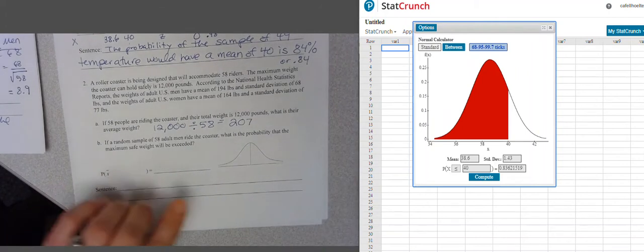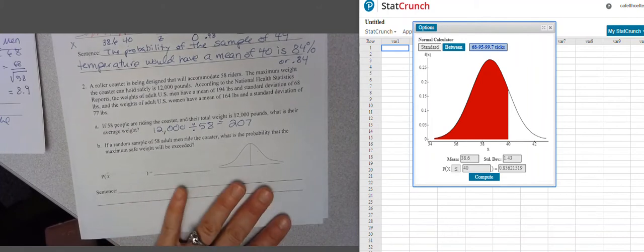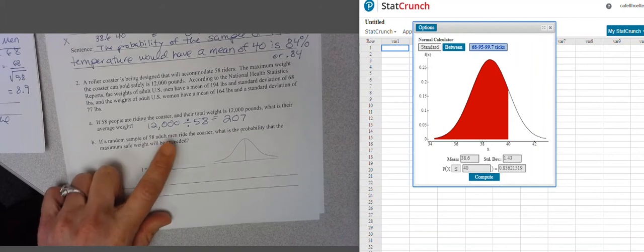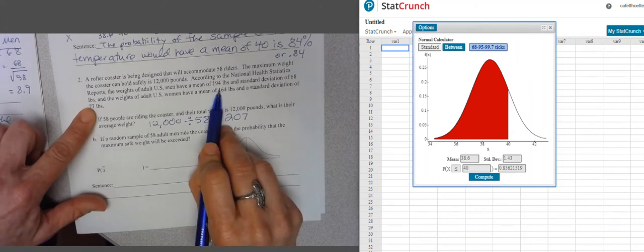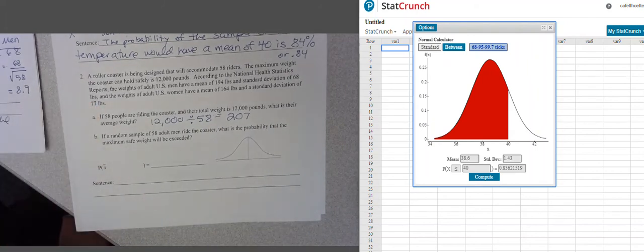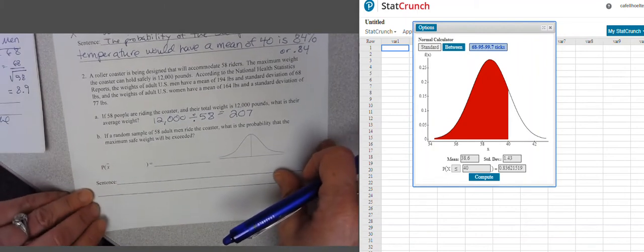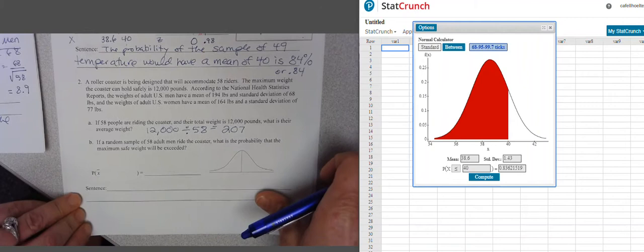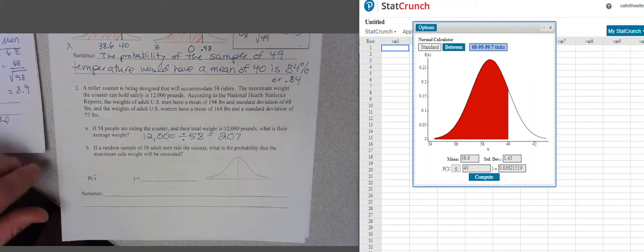Let's see how this relates to what might really happen. 58 random people will be getting on the roller coaster, and we're going to assume the worst case scenario: that they're all men. So this information about women we're not really going to use. We have a sample. We're not just looking at the probability of one man weighing more than 207 pounds. We're looking at the probability that the average of all 58 would be greater than 207 pounds.